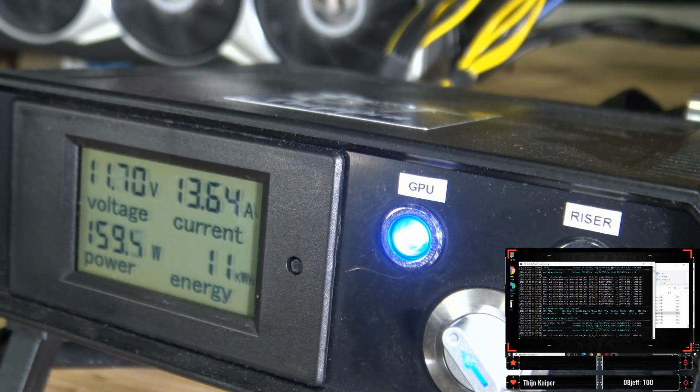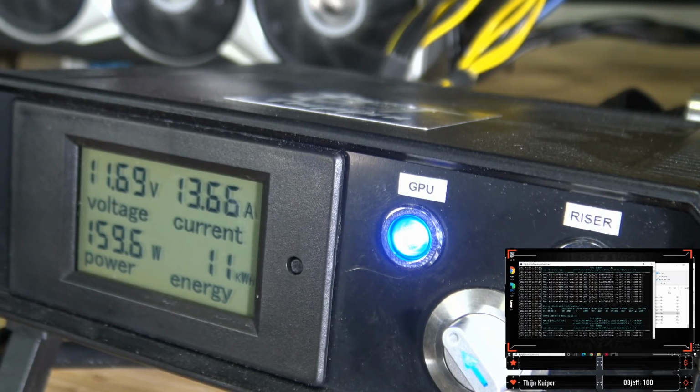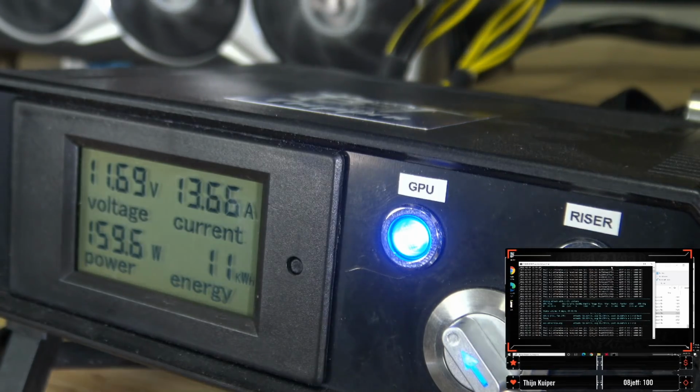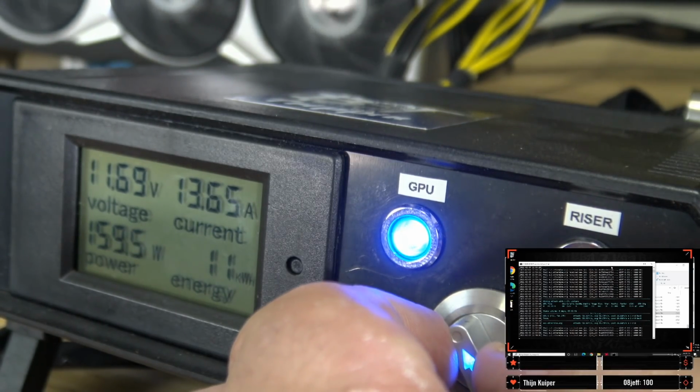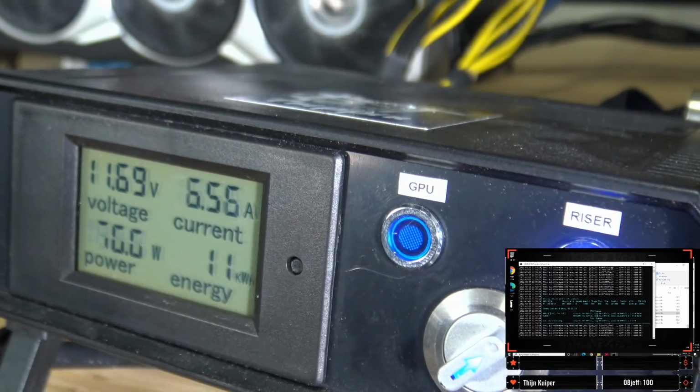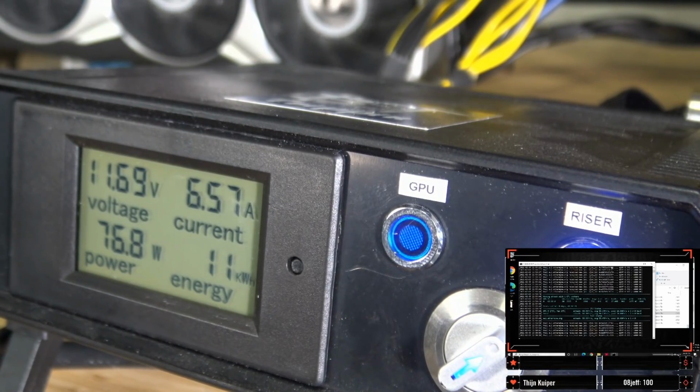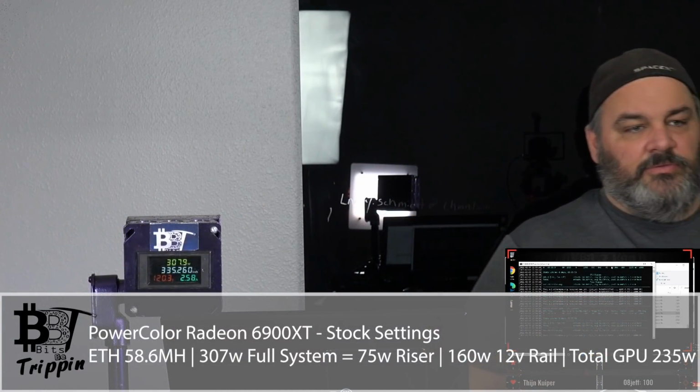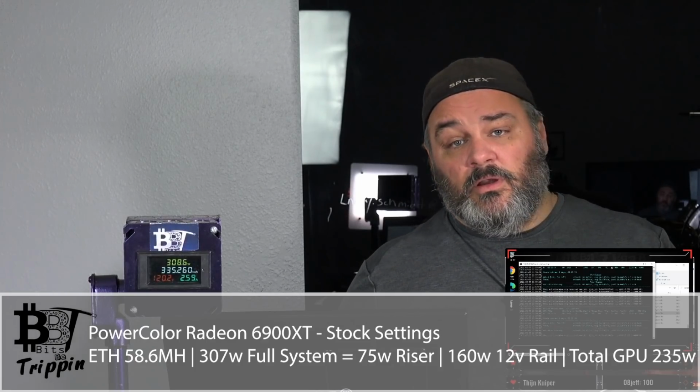So the 12 volt rail is using 159.7. So you've got the 75 plus almost 160 watts of power. There it is, 160. So let's just call it 160, and then the 75 on the actual card itself. And let's take a quick look at the full system power. Full system power is about 307. So we're looking at about 280 watts.